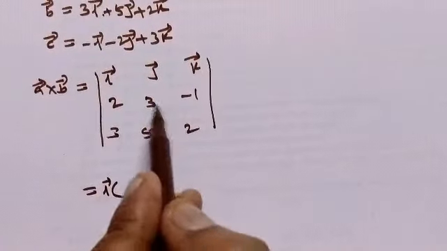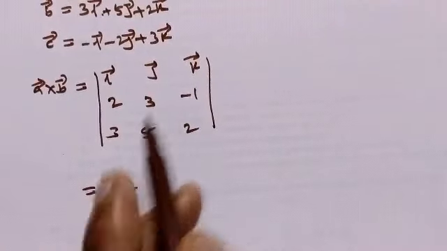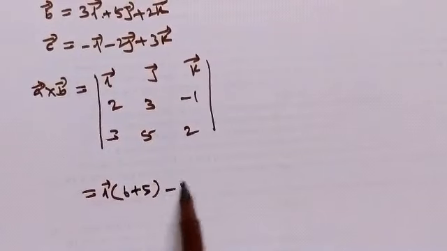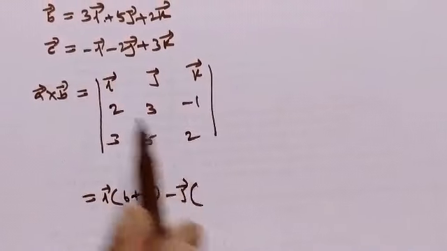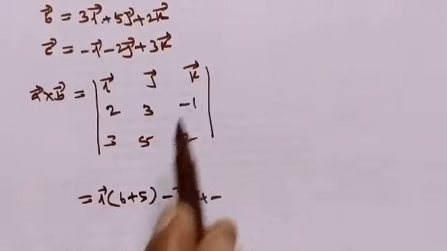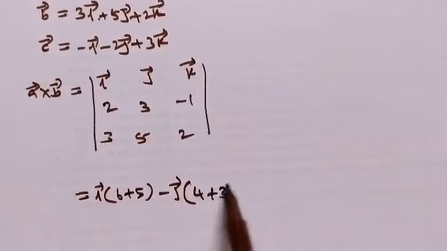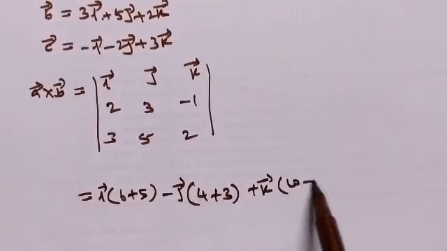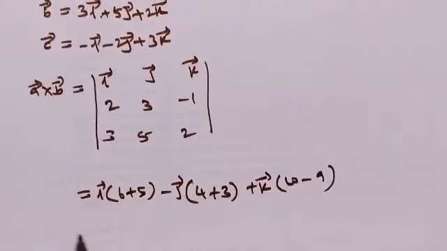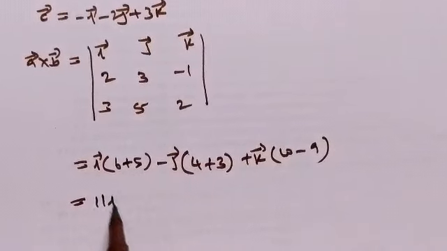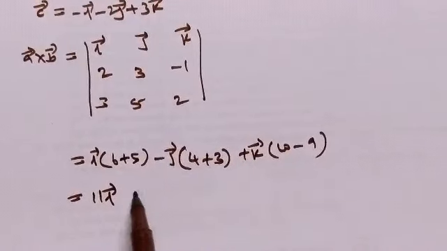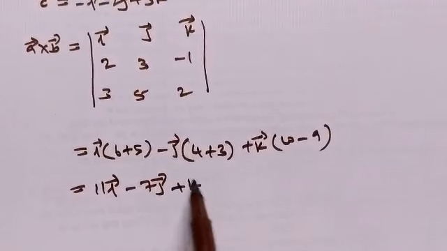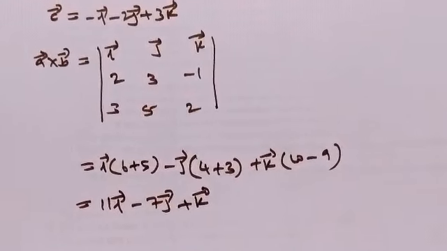So, I vector into 3 into 2 is 6, 5 into minus 1 is minus 5, minus of minus 5, plus 5, so 6 plus 5 is 11. Next, minus J vector into 2 into 2 is 4, minus 3 into minus 1 is minus 3, minus of minus 3 is plus 3, so 4 plus 3 is 7. Then plus K vector into 2 into 5 is 10, minus 3 into 3 is 9, so 10 minus 9 is 1. So A cross B equals 11 I vector minus 7 J vector plus K vector. Okay?